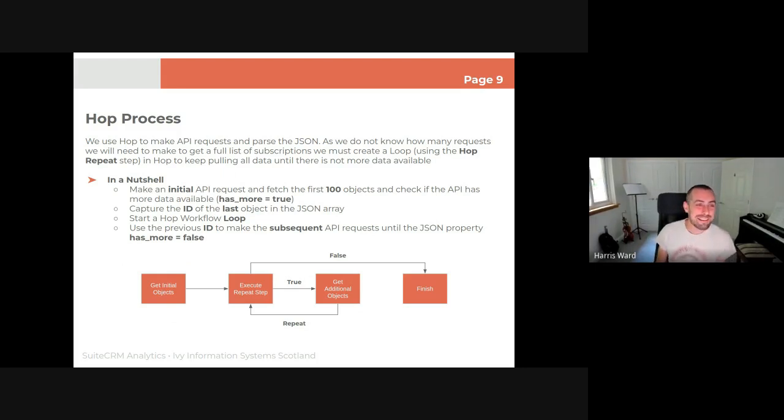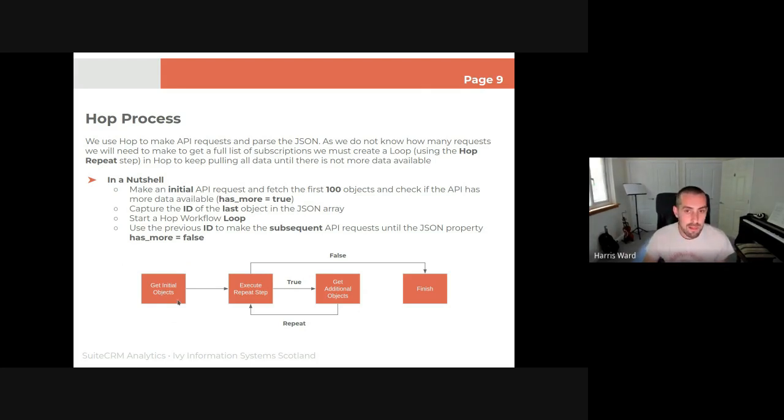So like I said, we use Hop to make these API requests and pass the JSON. We don't know how many requests we need to make, so we need to create a loop, and we use an action called a hop repeat. Oh, crap! An action, not a step, an action. And it's actually really super helpful. And I'll show you how we did the ETL for that in just a second. Like I said, in a nutshell here, we can optimize this a bit more, but it's still a work in progress.